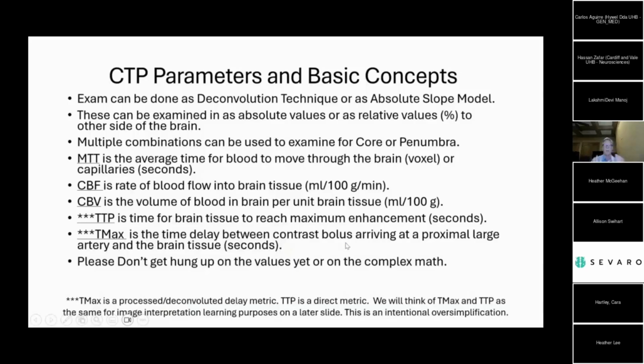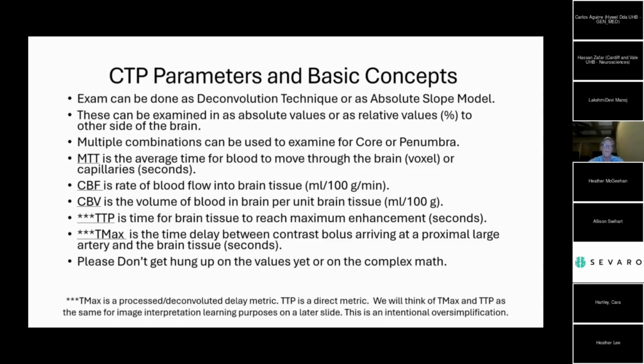So now let's talk about the parameters and how they relate to what we just saw. First off, the CT perfusion study can be done as an absolute model technique, which is an older technique, or a deconvolution technique. The absolute model technique, you inject the patient really hard, like 8 to 10 cc's a second, and then you image and create the curve we just showed. The deconvolution technique, you do not have to inject the patient as hard. It's like 3 to 4 cc's a second.